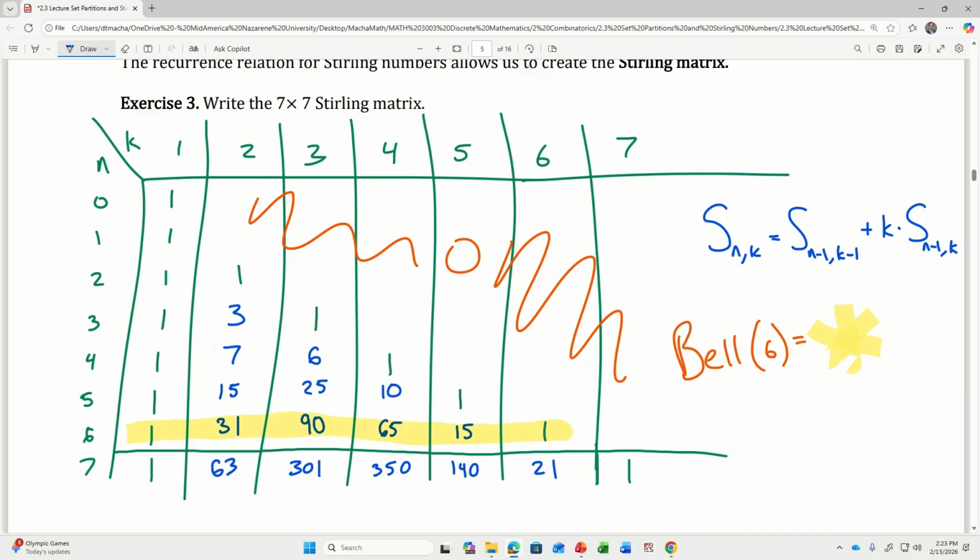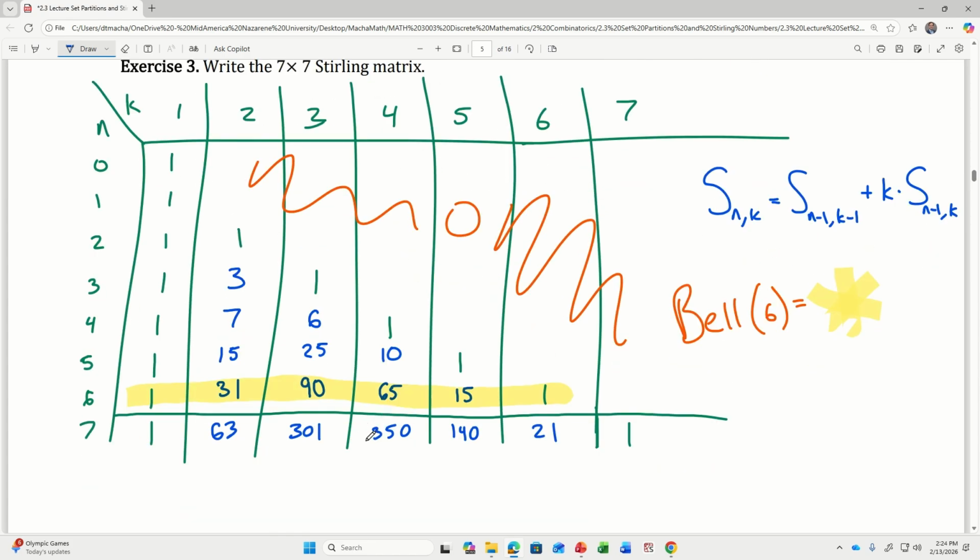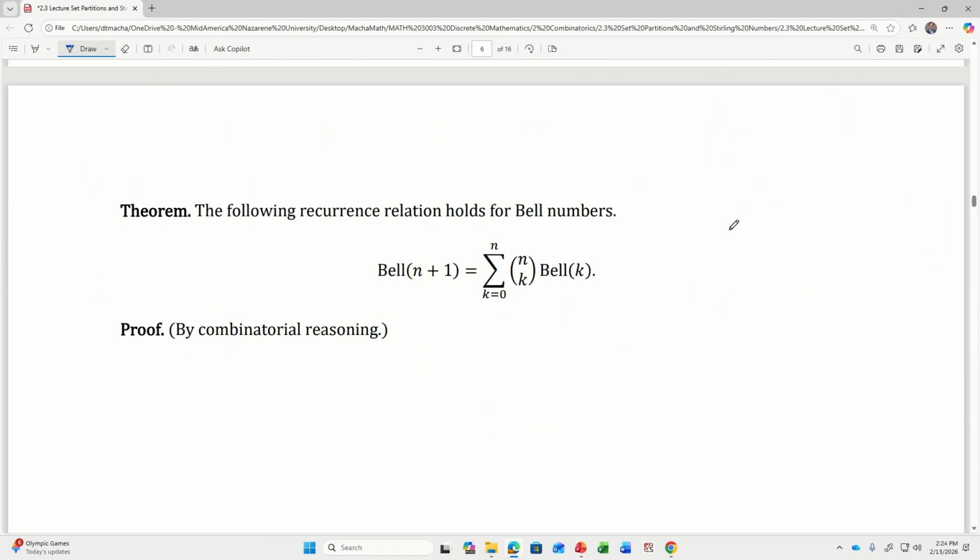But the thing about Stirling numbers is that there's not a very neat closed formula. There is a closed formula, but it involves a summand. It involves adding up a finite but large number of terms, right? And so in a way, if you were solving problems by hand, writing down the Stirling matrix is actually the fastest way to calculate Stirling numbers. It's way faster than trying to draw the partitions by yourself, right? You wouldn't want to do that for 350 partitions. Okay.